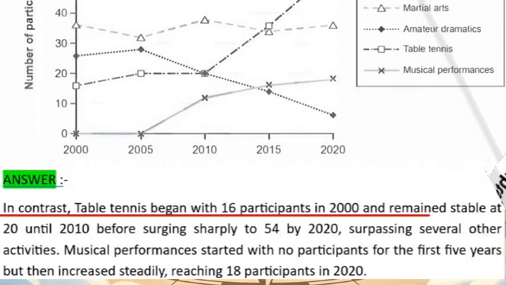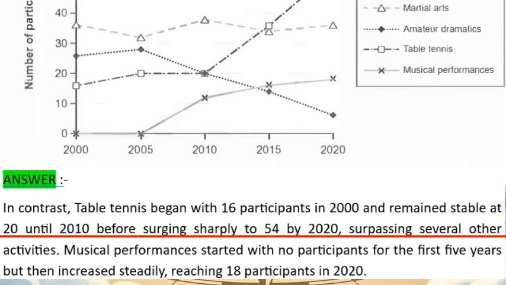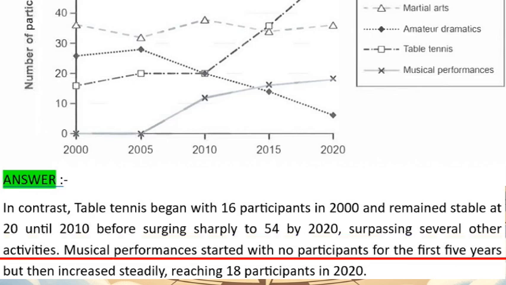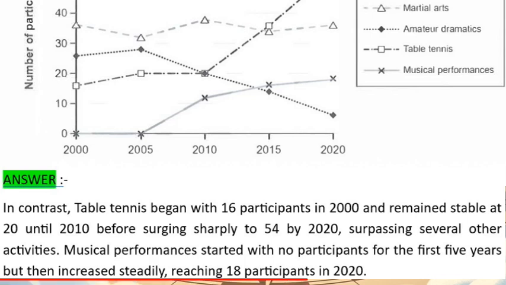Answer. In contrast, table tennis began with 16 participants in 2000 and remained stable at 20 until 2010 before surging sharply to 54 by 2020, surpassing several other activities. Musical performances started with no participants for the first 5 years, but then increased steadily, reaching 18 participants in 2020.